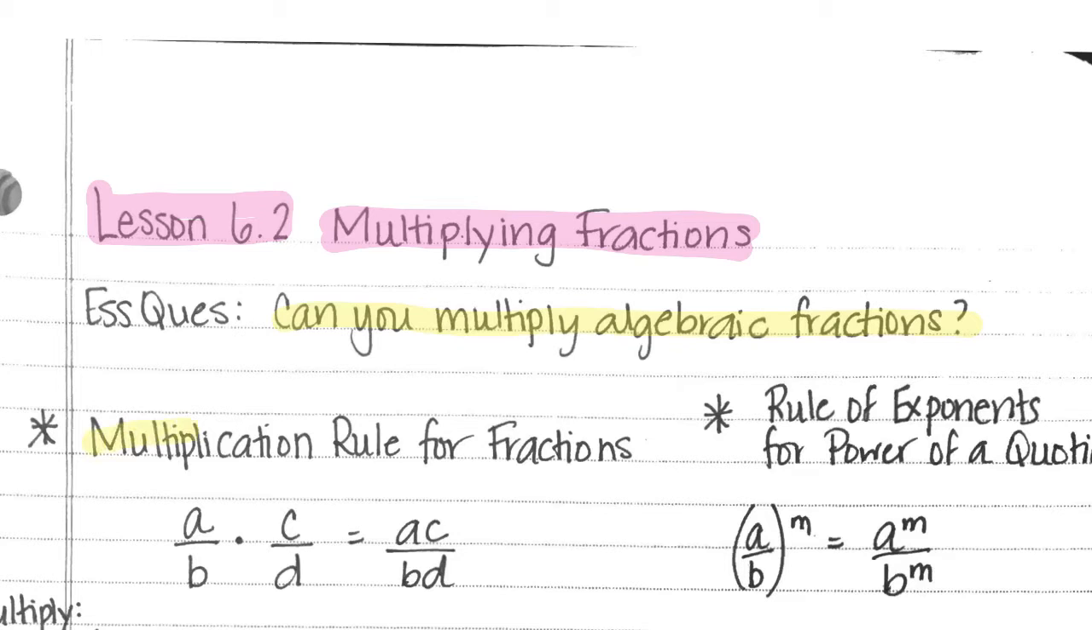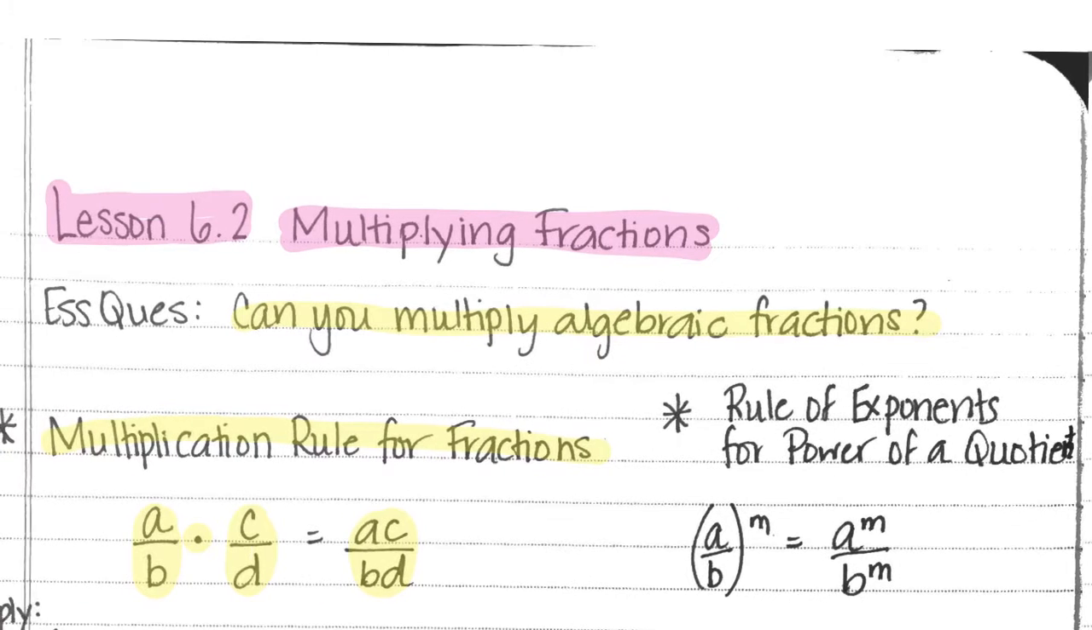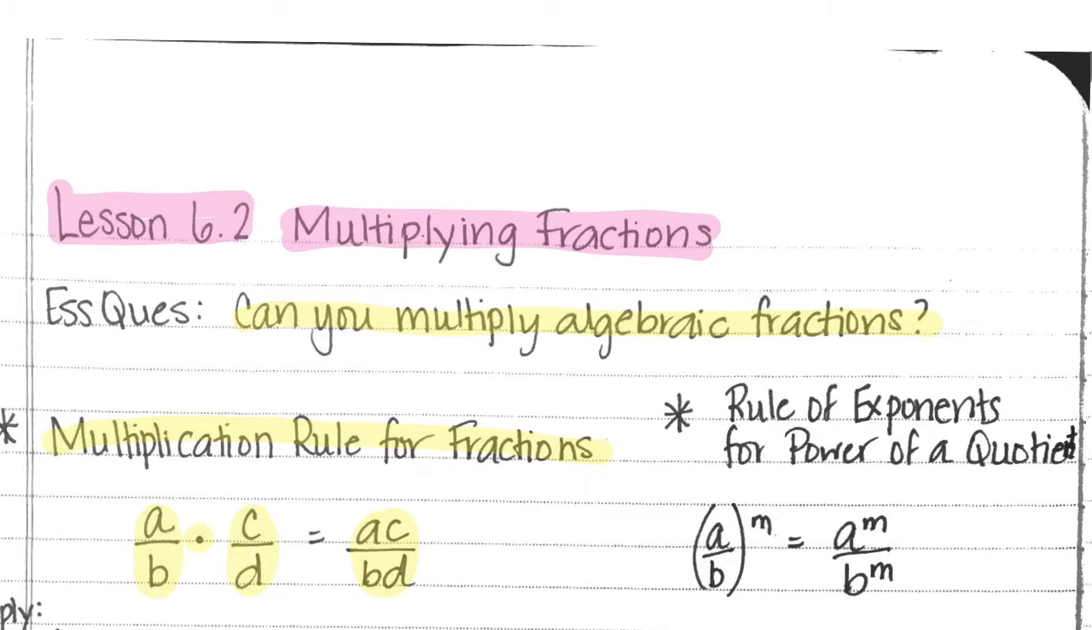The multiplication rule for fractions tells me that a over b times c over d can combine. And just a reminder of the rule of exponents for a power of a quotient, a over b to the m, remember that m is going to not just go to the a, but also go to the b. So that will be a to the m over b to the m.